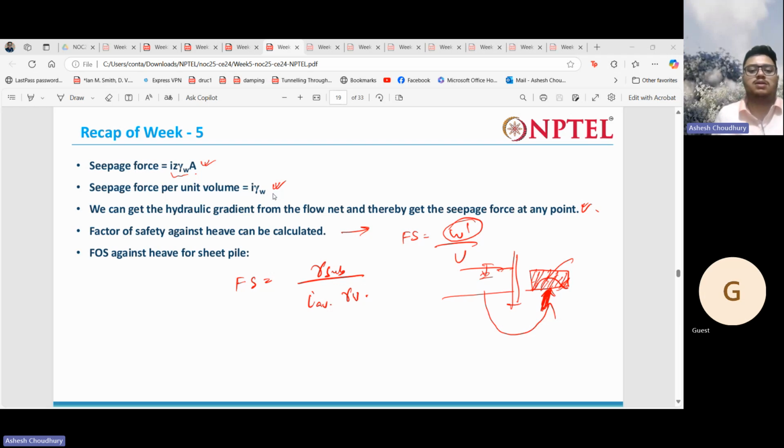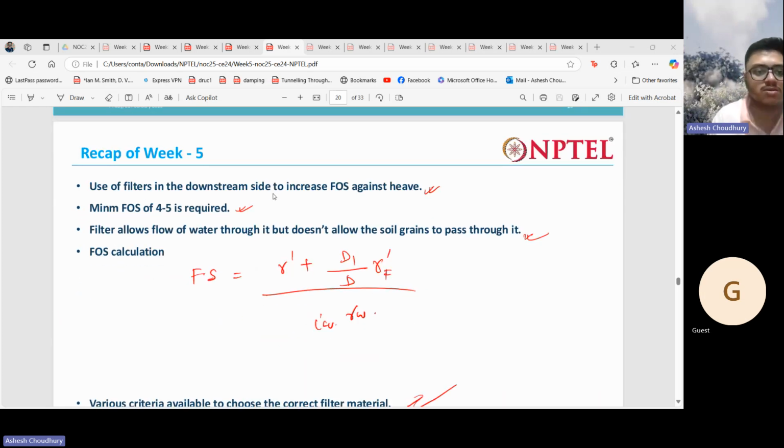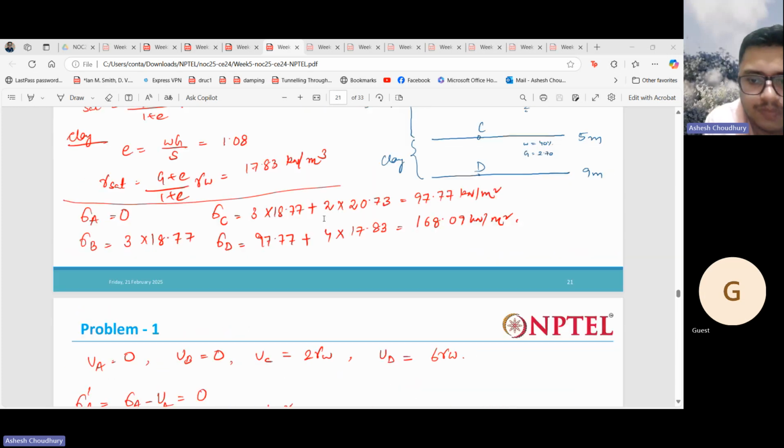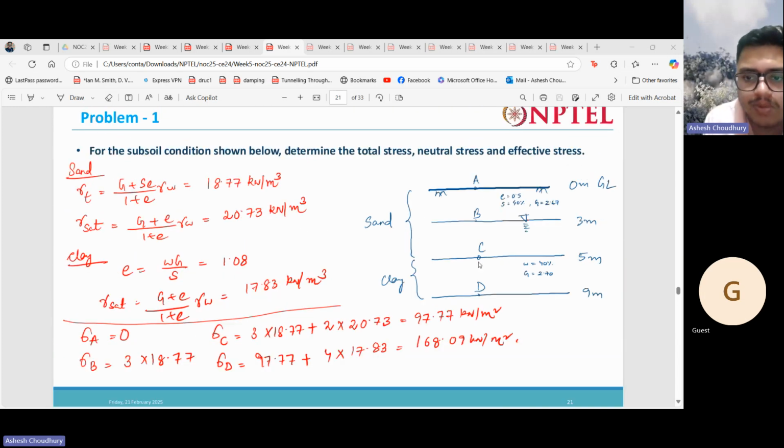We can get the hydraulic gradient from the flow near the seepage or sinking point. Factor of safety against heave can be calculated, for example for sheet piles. All those things you can see in the book, and I'm not going to repeat it again. Filters used downstream of any dam or similar structure, that also you see. Then we solved some problems to calculate the effective stresses, total stresses and pore pressures at various points in a stratified soil layer.